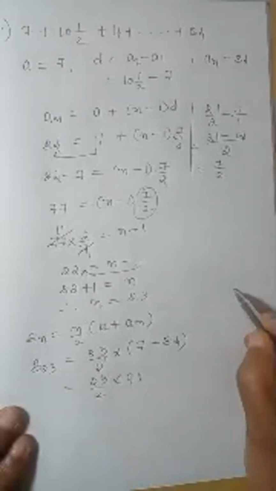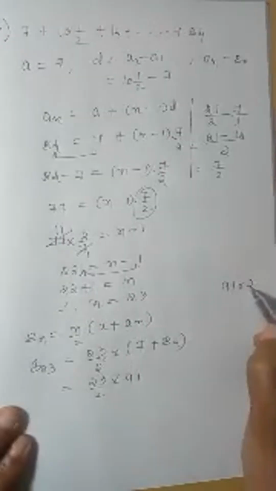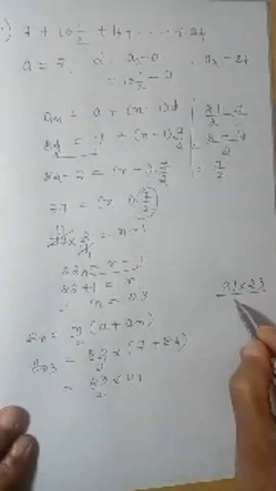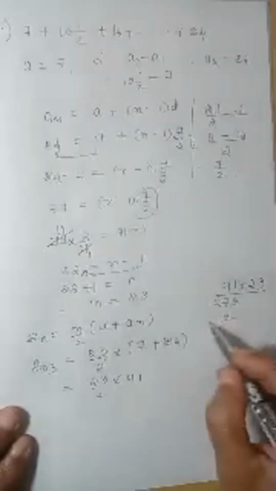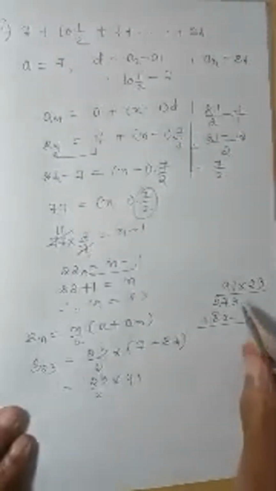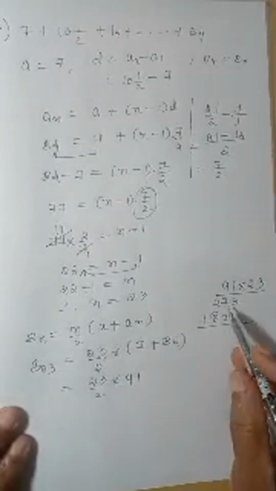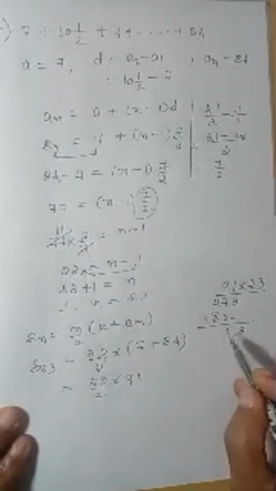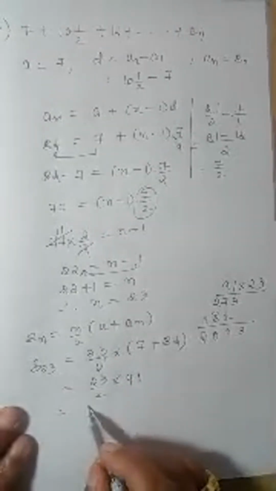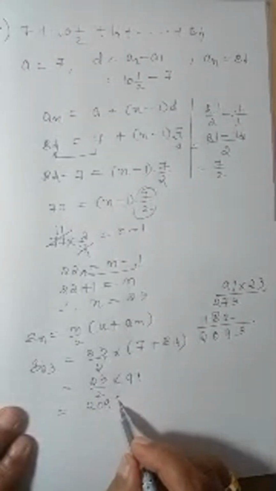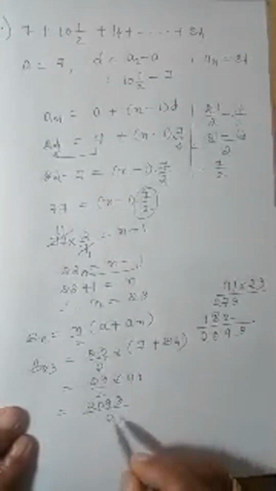Now multiply 91 into 23. 3 ones are 3, 3 nines are 27, 2 ones are 2, 2 nines are 18. Add that: 3, 7 and 2 adding 9 is 9, then 10, then 2. So, very simple, the result is 2093 by 2. This is the sum.